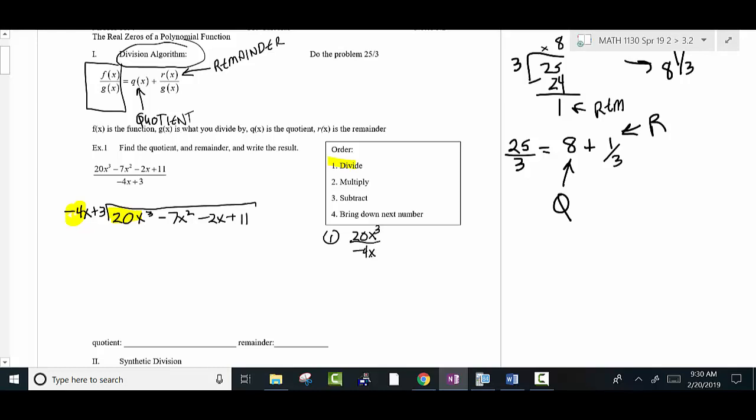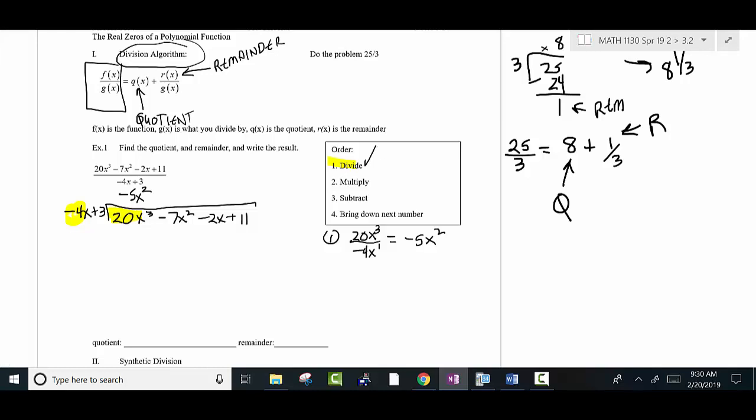Okay, and then that's something you can process in your head. 20 divided by negative 4 is negative 5. X to the third over x to the first is x to the second, because you subtract the exponents, 3 minus 1 gives 2. Now, you can do that in your head, but some students who are just learning this for the first time do a lot better if they just write down everything they do. So you record that up there. So that's the result, and that takes you through the division step.